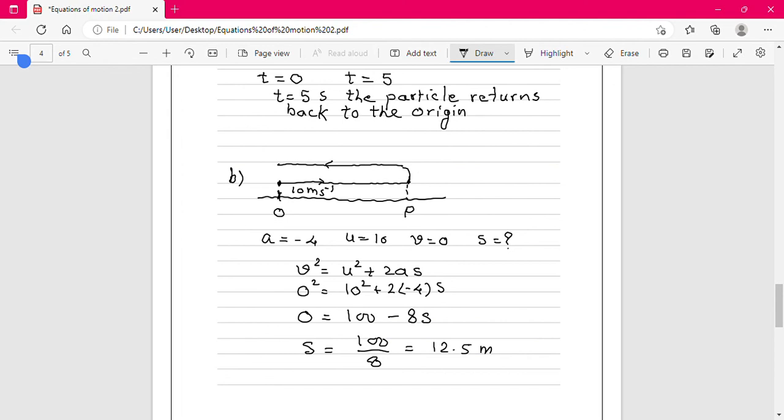Yes. So keep it in mind that particle is decelerating. It is traveling in positive direction of x-axis with the speed of 10 meter per second. So it will come to a point P where the velocity or the speed will become 0, and after that it will return back. So we will first find out the distance from O to P by taking the final velocity 0, initial velocity 10, and acceleration -4. So what will be the total distance traveled by the particle?